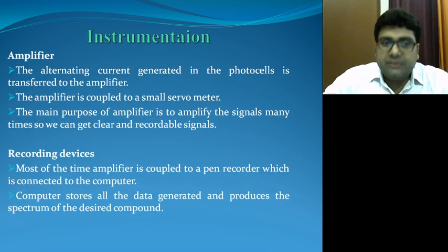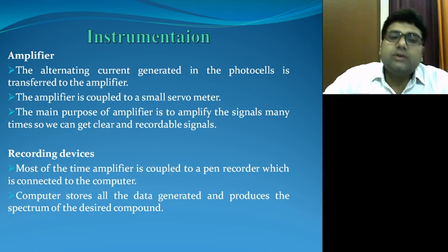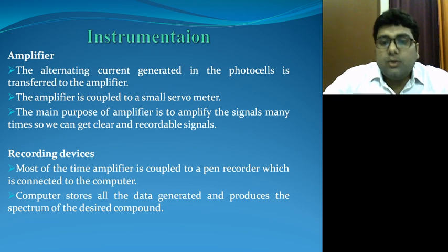The next component is the amplifier. The alternating current generated in the photocell is transferred to the amplifier. The amplifier is coupled to a small servometer. The main purpose of the amplifier is to amplify the signals many times so we can get clear and recordable signals. The next component is the recording device. Most of the time the amplifier is coupled to a pen recorder which is connected to a computer. The computer stores all the data generated and produces the spectrum of the desired compound.